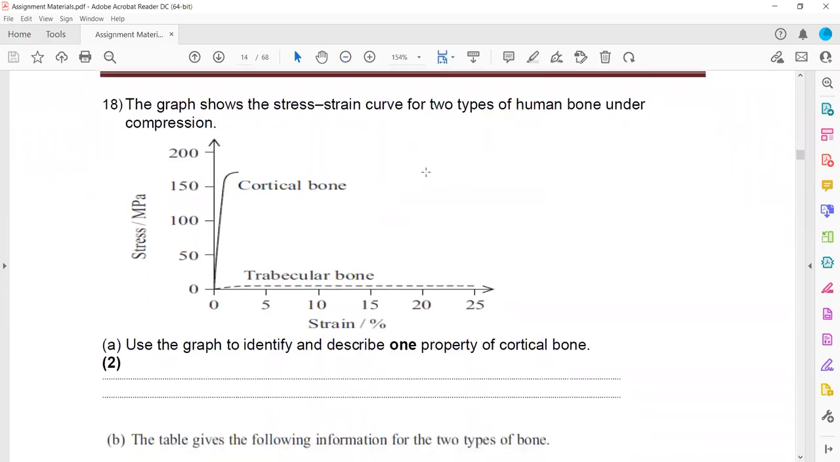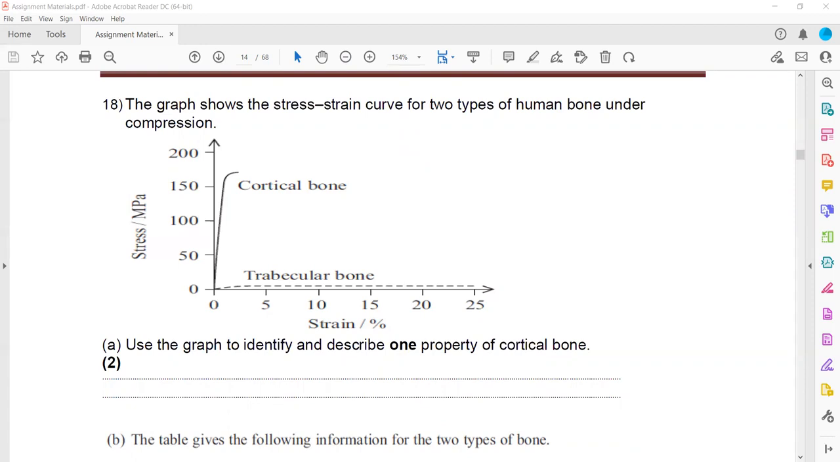Next is question 18. The graph shows a stress and strain curve for two types of human bone under compression. One is the cortical bone and another one is trabecular bone. Using the graph, identify and describe one property of the cortical bone. So what is the property of the cortical bone? The cortical bone does not undergo a large deformation, only a very small plastic deformation. So it means it is brittle.